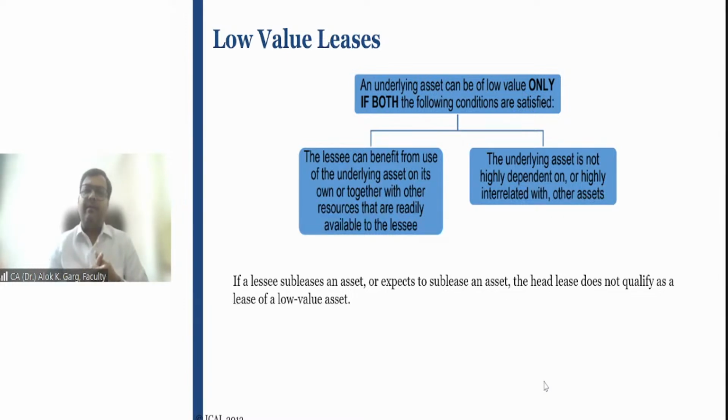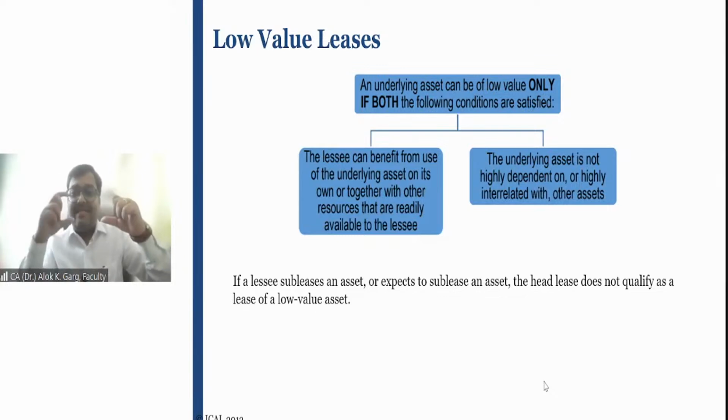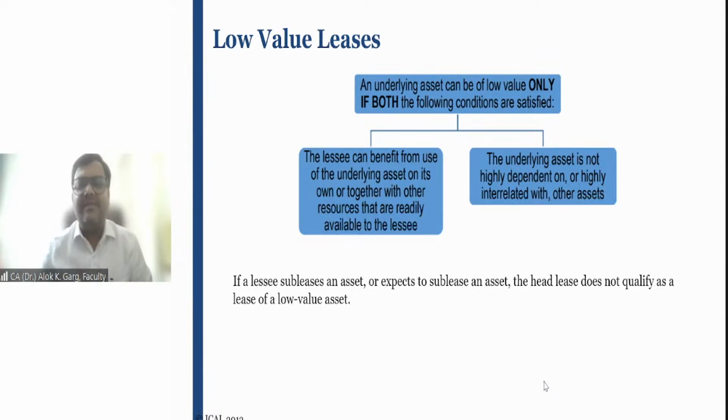Now the question is, what happened? I have taken this laptop on a lease basis, and I am subleasing this laptop to different customers. Is it a low value lease? Answer is yes. But since I am subleasing these laptops, this lease is known as a head lease. Head lease means primary lease, main lease, right? So the standard says that if the lessee is subleasing that lease asset, in that case, this low value lease exemption will not be available.